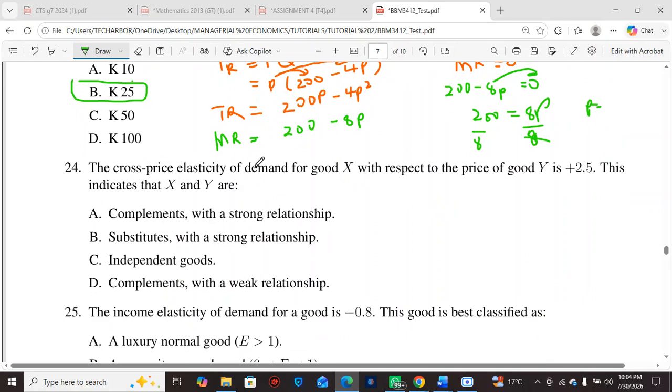The cross price elasticity of demand for good X with respect to the price of good Y is positive 2.5. This indicates that X and Y are, remember, when cross price elasticity of demand is positive, they are complements. So positive 2.5 can say complements with a strong relationship. If this cross price elasticity is negative, then they are substitutes.